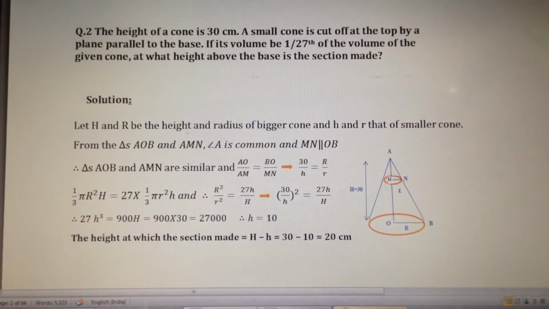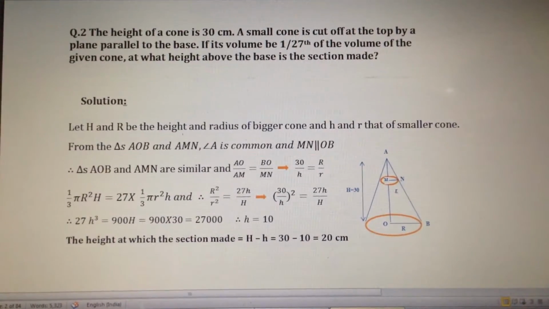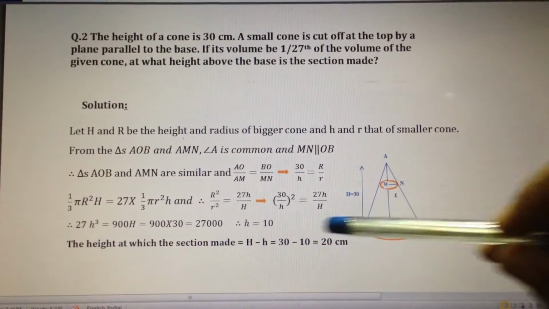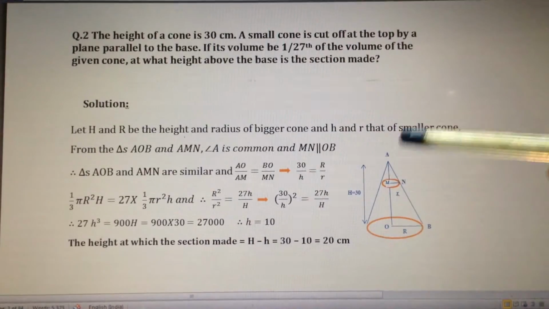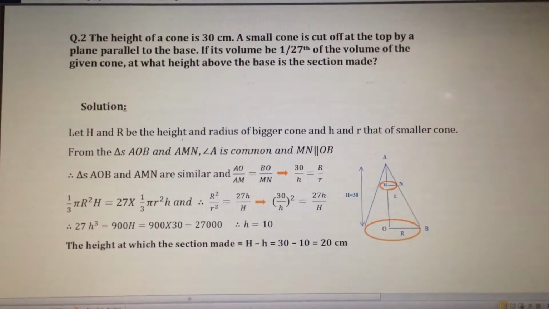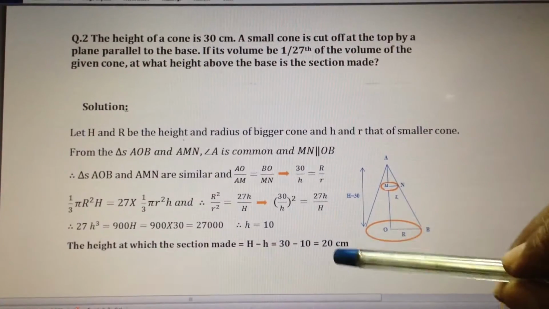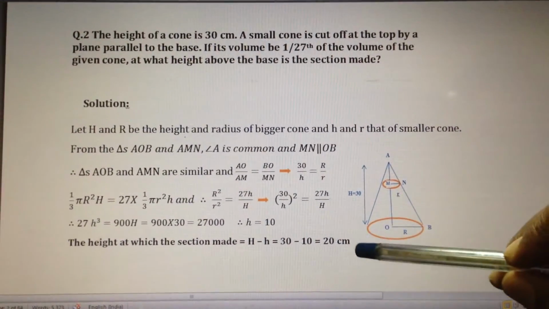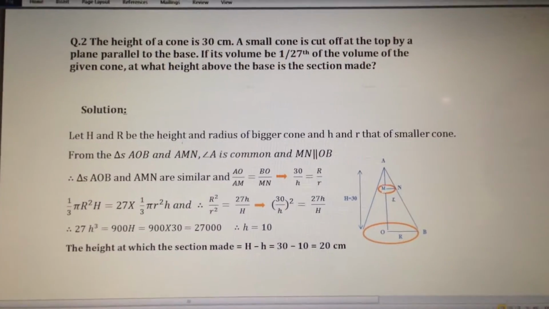Therefore, the height at which the section is made is equal to the height of the bigger cone minus the height of the smaller cone. That is H minus h, which is equal to 30 minus 10, which is equal to 20 centimeters.